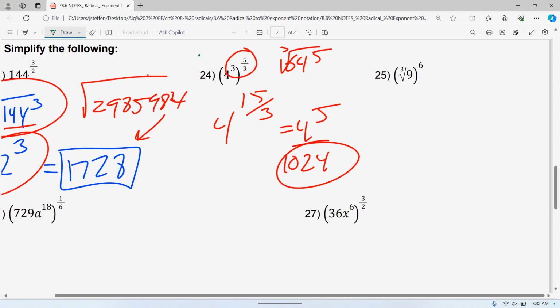Again, moving on to the next one. If you try to do the third root of 9, it doesn't actually work very well. But again, for me, I would do 9 to the 3 over 6. That'd be 9 to the 1. Oh, sorry. 6 over 3. I was going to say, that doesn't work at all.